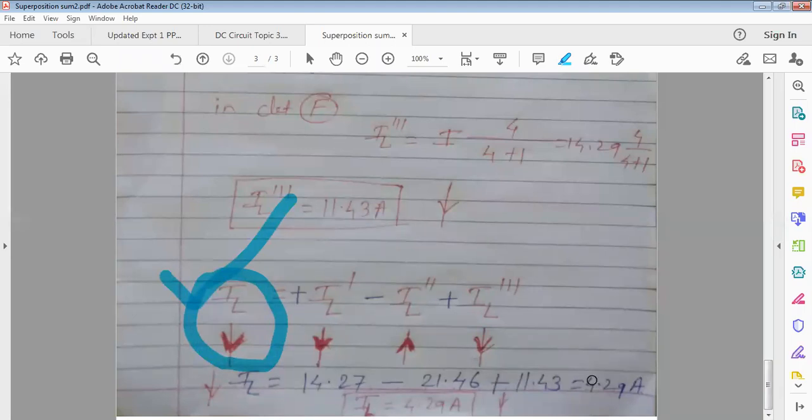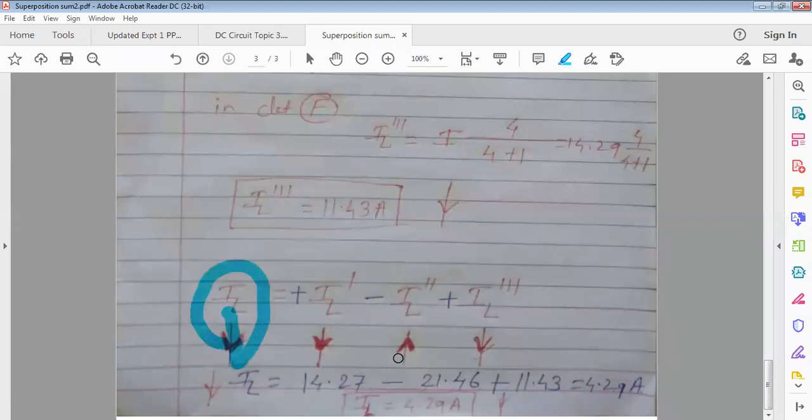So put the values now. I am getting a positive answer, plus 4.29. What does it mean? The downward direction I assumed for the current flowing through the 1 ohm resistance when all sources are there, is that direction correct or wrong? Correct, plus, and the magnitude we got is 4.29 ampere. Any difficulty with the superposition theorem sum? No, ma'am.